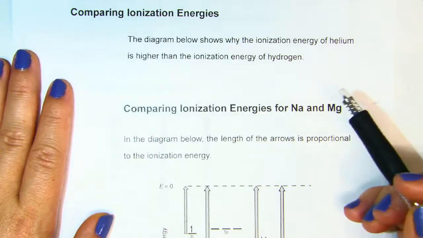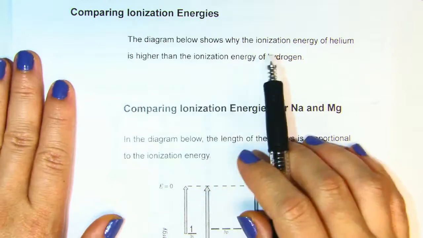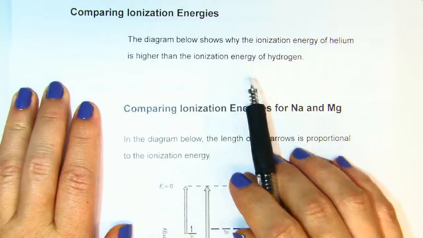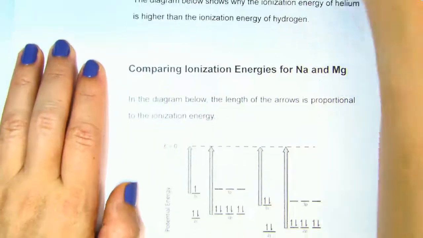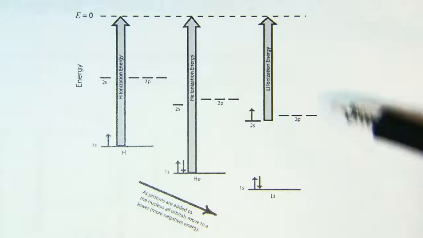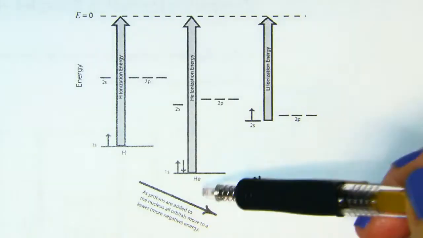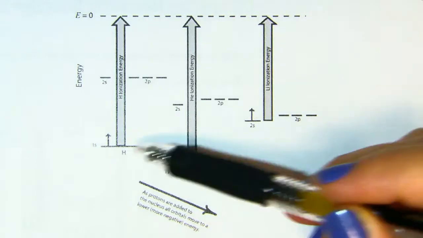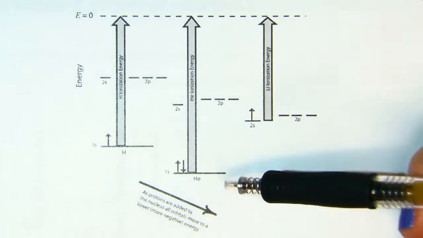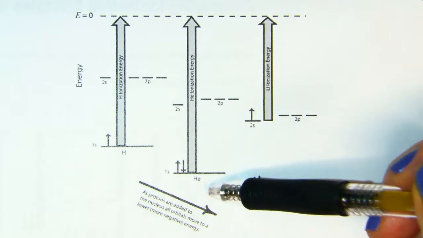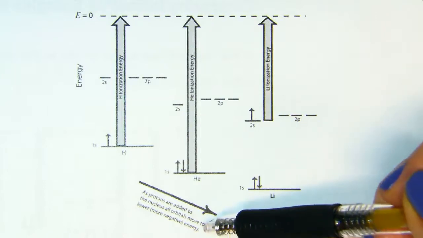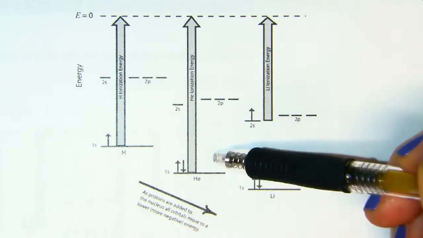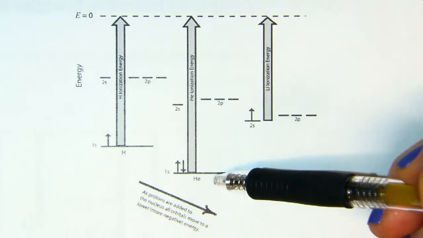Comparing ionization energies, the diagram below shows why the ionization energy of helium is higher than the ionization energy of hydrogen. All of the energy levels in helium are lower in energy than the corresponding levels in hydrogen. The reason why is simple. As more protons are added to the nucleus, the positive charge of the nucleus increases. As a result, the attractive force between the electrons and the nucleus also increases. The electrons in helium are more tightly held to the nucleus than the electrons in hydrogen.